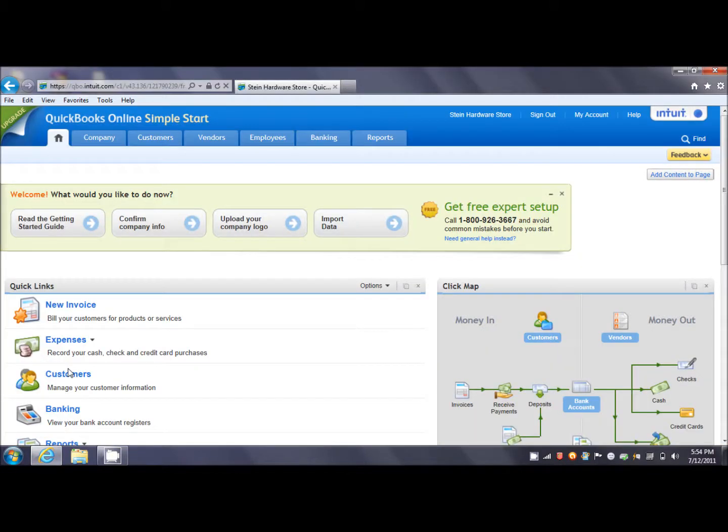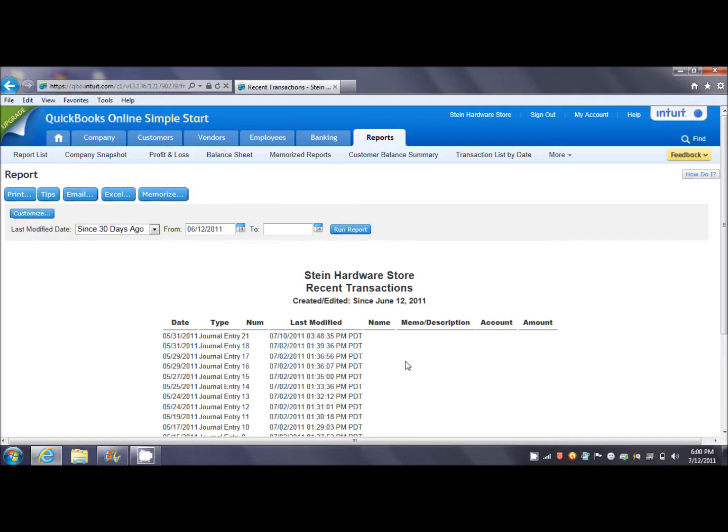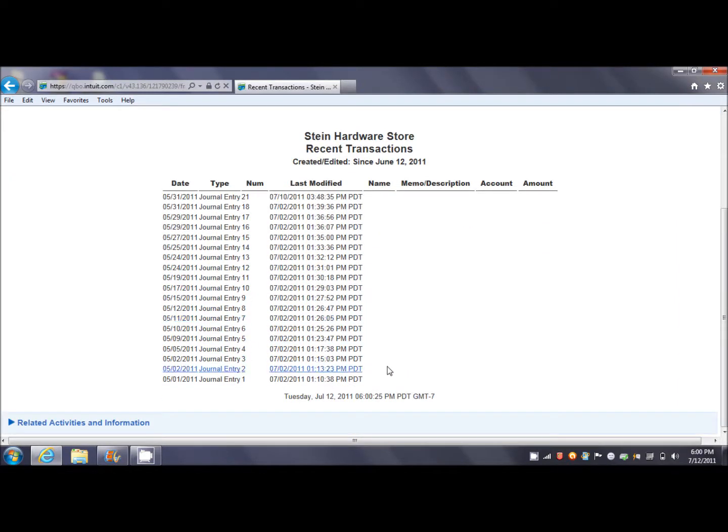After logging in, you will see the home page. And from here, we can go to Banking, More, and Journal Entry to view our journal entries. From here, we will go to Recent and All to view all our journal entries from the GLS assignment P51A.